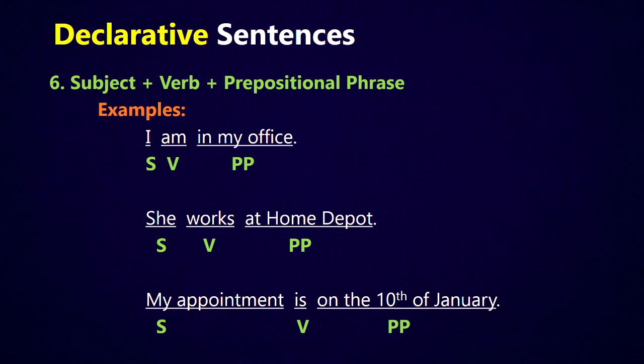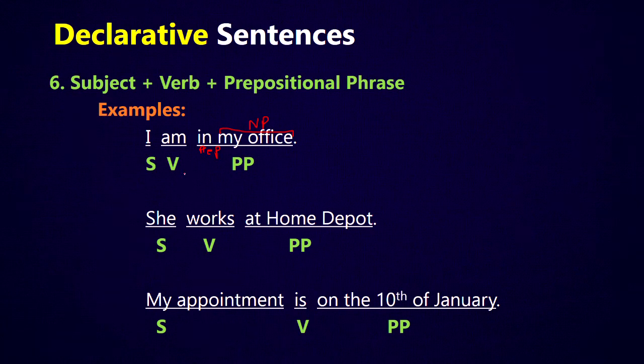noun phrase after it. So here in is my preposition. And my office, this is a noun phrase. So this is the prepositional phrase here, in my office. You'll see that it's telling me the location of I, or she works at Home Depot. It's telling me where she works.